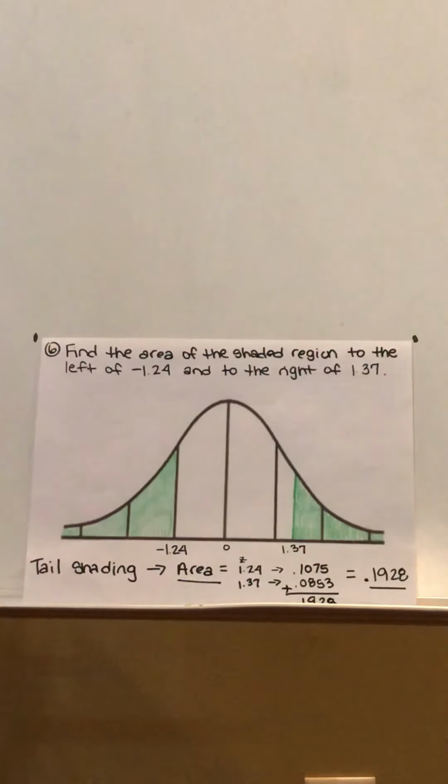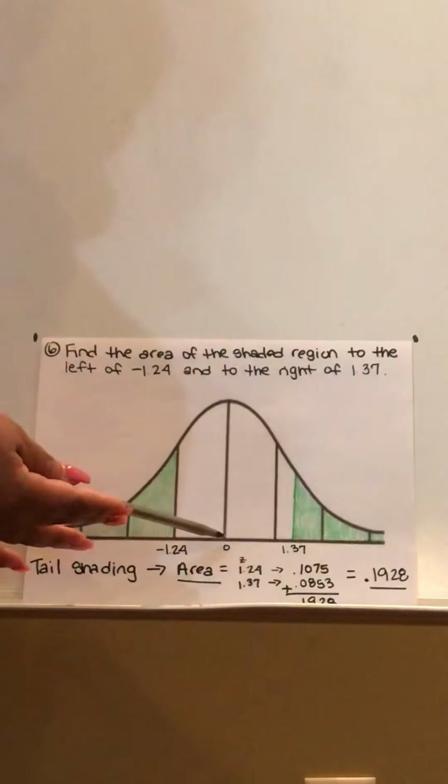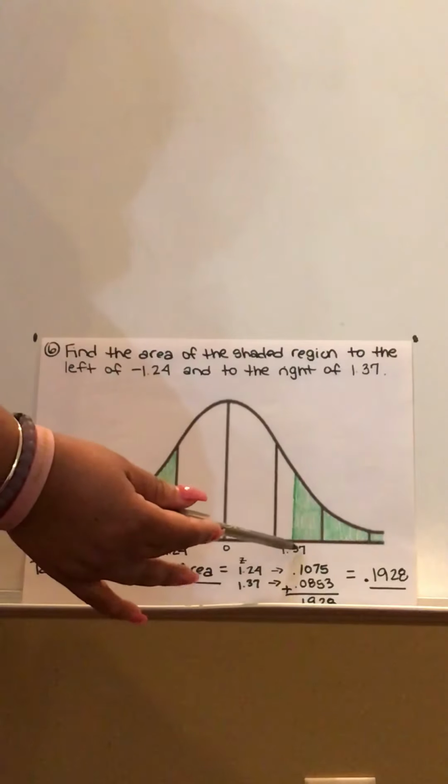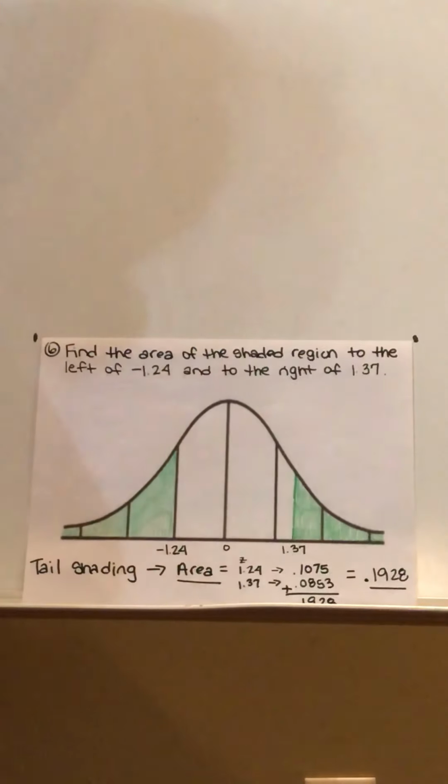Next example says, in words, find the area of the shaded region to the left of negative 1.24 and to the right of 1.37. So like I said, use the bells provided or sketch it out. I'm going to draw my bell. 0 is in the middle. I know negative 1.24 would be on the left of 0 and 1.37 would be on the right of 0. Now shade what it says.